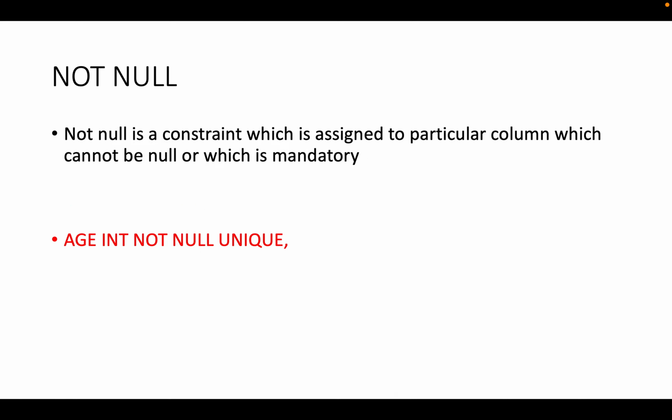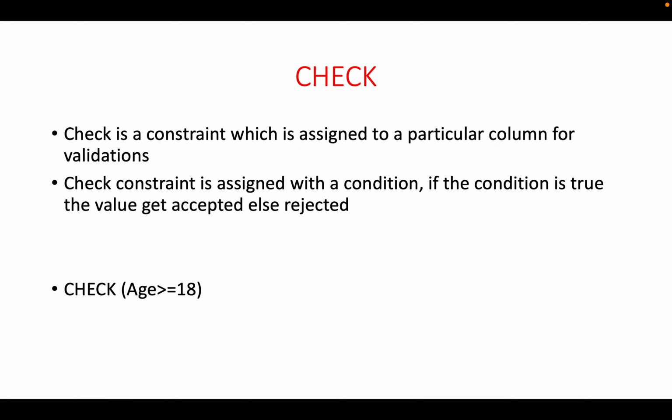Next is not null. Not null is a constraint assigned to a particular column which cannot be null, or which is mandatory. Not null means it should be mandatory; this column cannot be made null. Here is the example: age int not null. Not null means we must enter a value for the age.